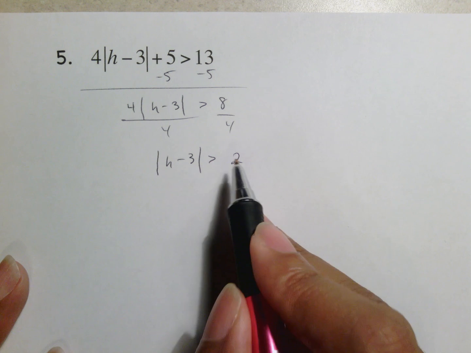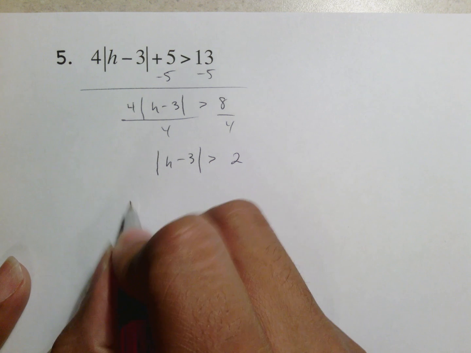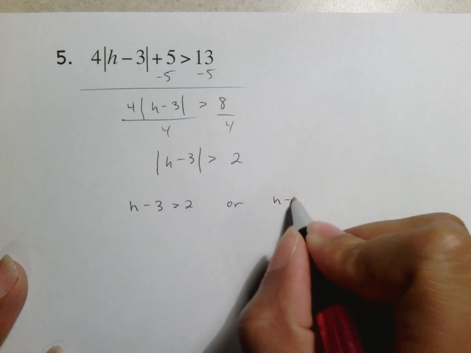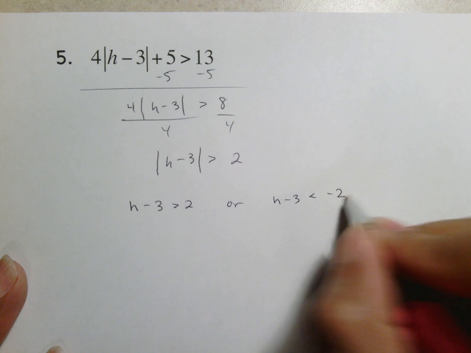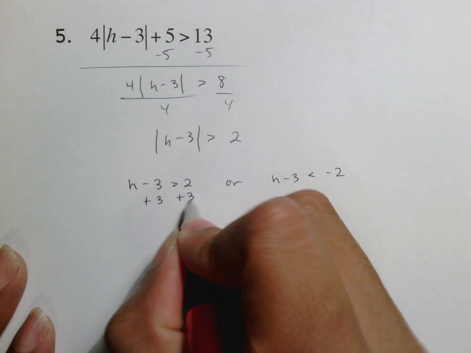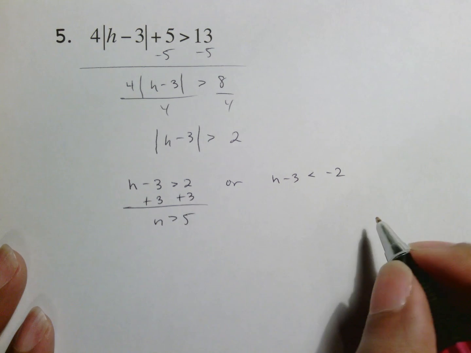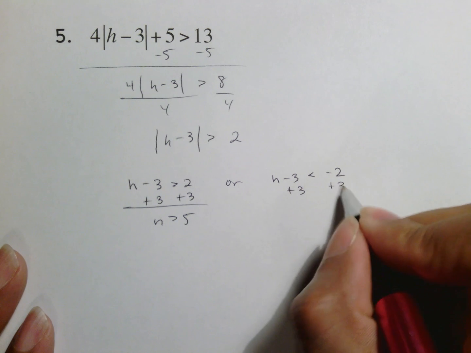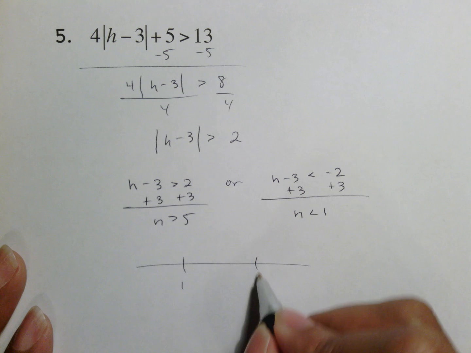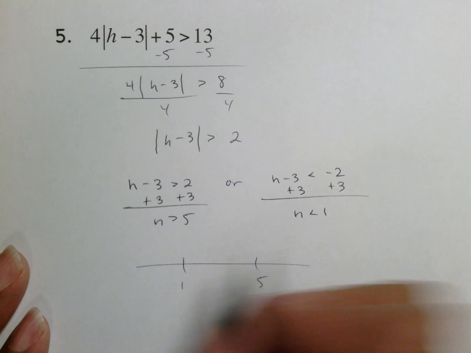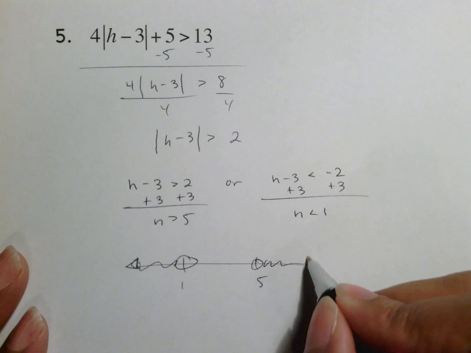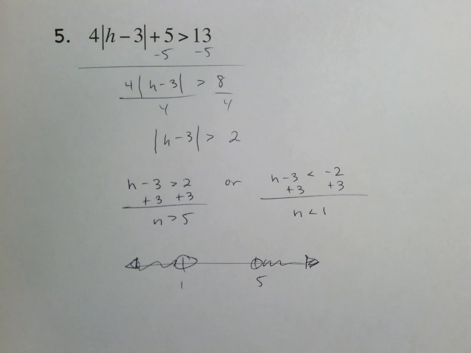Notice again, this symbol is pointing at the number, and so that means this is the one where I have the or. So h minus 3 is greater than 2, or h minus 3, switch the sign and switch to negative 2 for your second equation. Solving the same way we've known to solve, which is to add 3 to both sides, we get h is greater than 5. Doing this one here, we get h is less than 1. Putting the numbers in order with 1 over here, 5 over here. 1 is an open circle pointing to the left. 5 is an open circle pointing to the right. And that would be all you have to do.